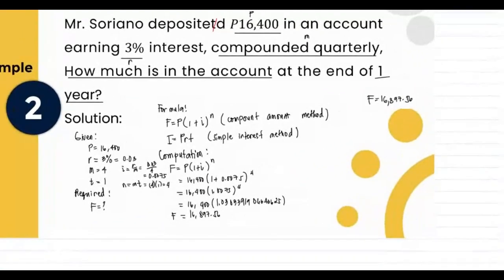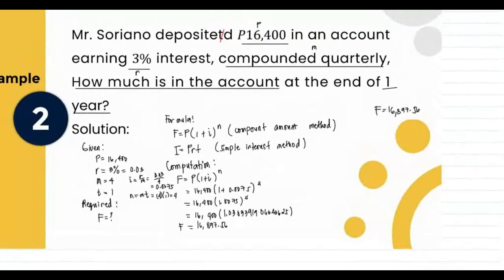So again, you have to answer the problem for the last part. You have to have a conclusion. So if you are going to answer the problem, it would be now: Mr. Soriano's account at the end of 1 year would have 16,897.56 pesos. Okay? So, ganun lang naman kadali mag-use ng ating formula for compound amount.